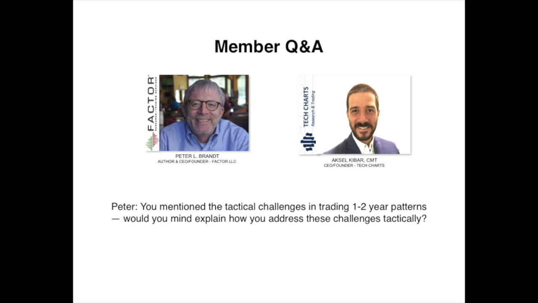You mentioned the tactical challenges of trading 1 to 2 year patterns. Would you mind explaining how you address these challenges tactically? Yeah, that's a great question. Thank you for asking. When you have a big pattern, it's almost impossible to really enter the market if there's a strong trend that takes you through the upper boundary, because there's really no logical place for you to risk the trade. Buying a breakout of a two-year pattern when the market charges through the boundary is very difficult to do. So what I hope happens when I see those patterns is the market just stutters at the boundary.